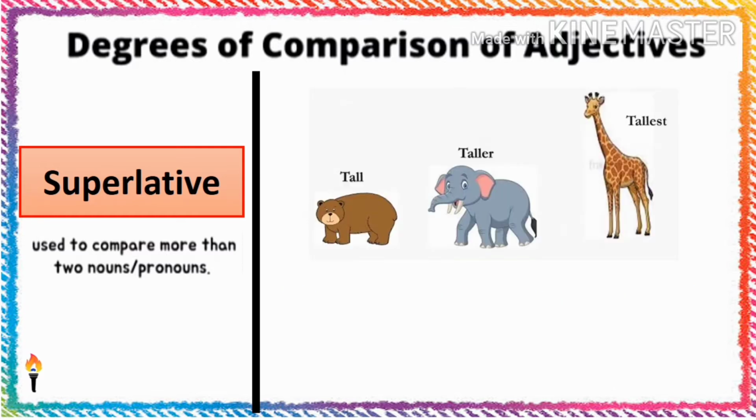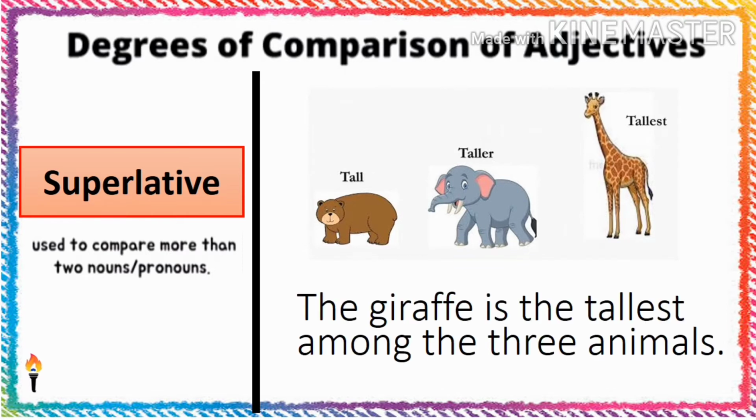Another example, we have a bear, an elephant, and a giraffe. The giraffe is the tallest among the three animals. What are the nouns being compared? We have the giraffe and the other animals in this group. Okay, what is the word used to describe or compare them? We have the word tallest. Tallest is an adjective in the superlative degree because it compares more than two nouns.